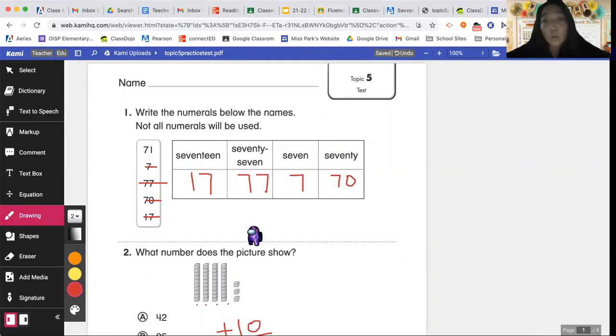Go ahead and look through some of the quizzes you guys took, the lesson checks you guys did this week. Maybe look at some of the reteaching and the practices. And then if you guys have any questions, you can always email me, Class Dojo me, or message me in Google Classroom.